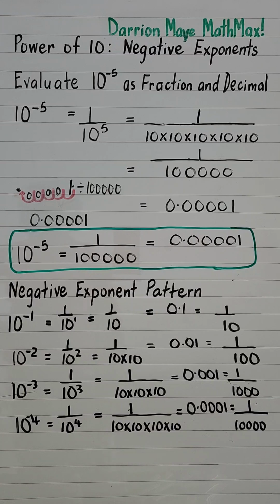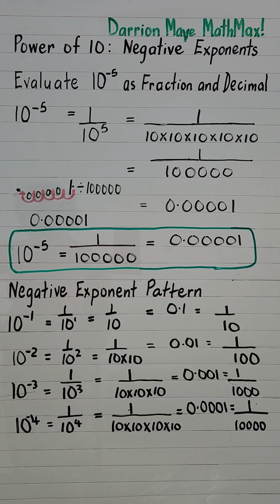And we simplify that, which is 1 over 10 multiplied by itself as many times as the exponent says. So that is 10 times 10. And that as a decimal is equal to 0.01. And the fraction is 1 over 100. When we multiply 10 by 10, we get 100.